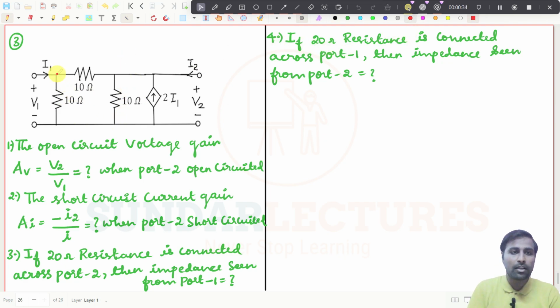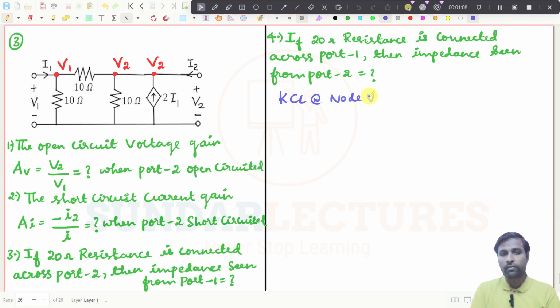For example, you consider this as V1 and this point as V2, right? Because this is V1 and this is V2. Maybe this point is also considered as V2. Both are the same, because there is nothing connected here. Then obviously it will be V1 and V2, right? So if you want to write a KCL expression for this point, what will it be? I am just writing KCL at node V1.